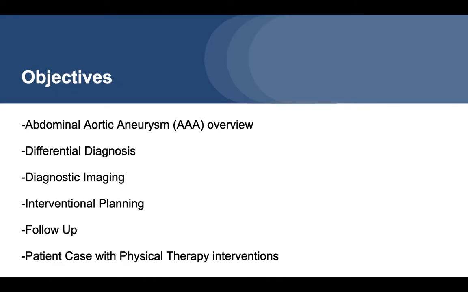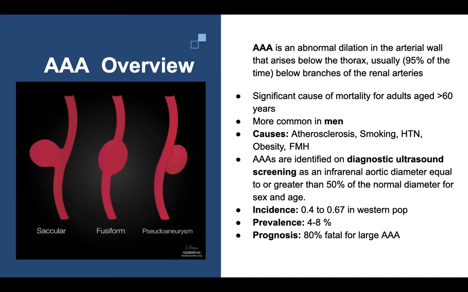So, general overview to the presentation. We're going to start off with an overview of abdominal aortic aneurysms, which at times I'll call AAA. And we're going to talk about differential diagnoses, diagnostic imaging, interventional planning, and then follow-up. Lastly, we're going to conclude with a patient case with physical therapy interventions for a patient I worked on during my first clinical affiliation.